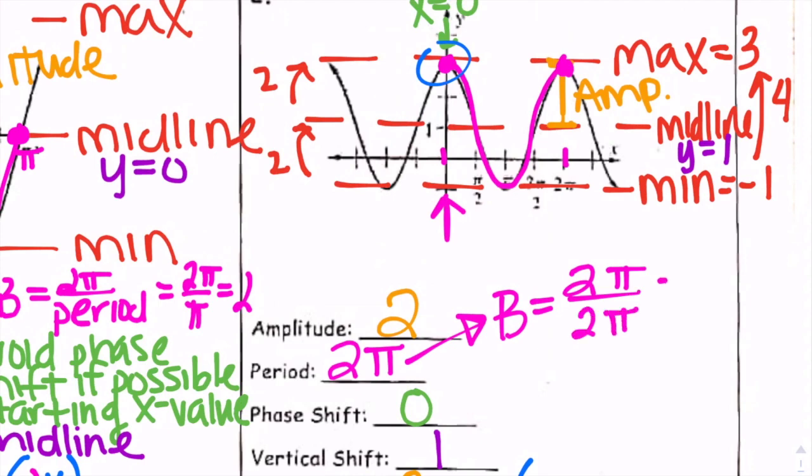our period, which gives us 1. No phase shift, so it's just 1 times x, and we're done in there. And then we have a vertical shift of 1, so it's plus 1 on the end.